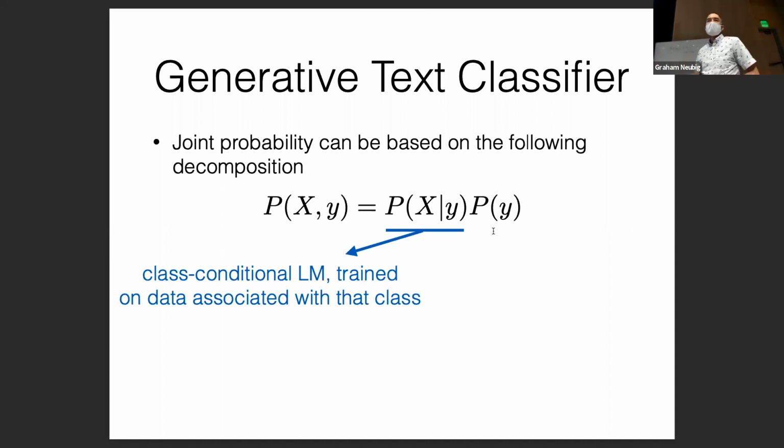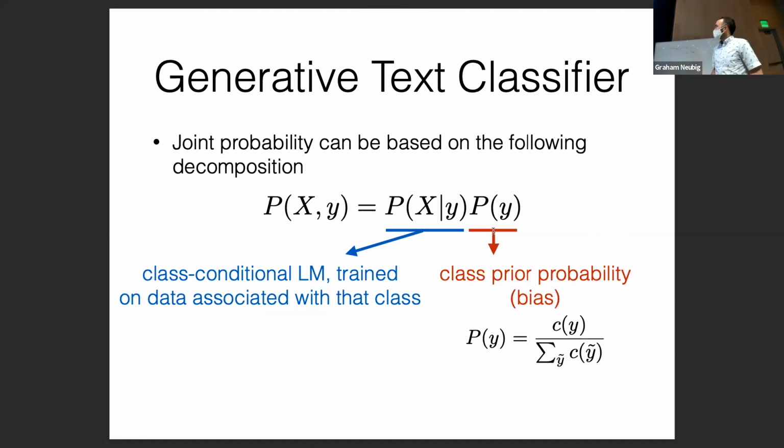So like, let's say we had positive reviews, negative reviews, and neutral reviews, just to take the example from last time. We would train one unigram language model on the positive reviews, one on the negative reviews, and one on the neutral reviews. And we would have a language model probability for each of these classes by running these 3 language models.